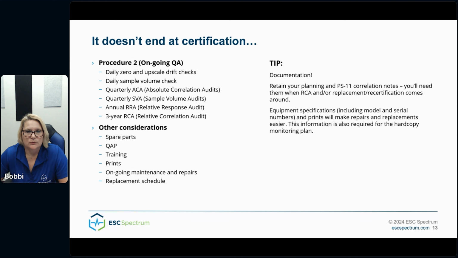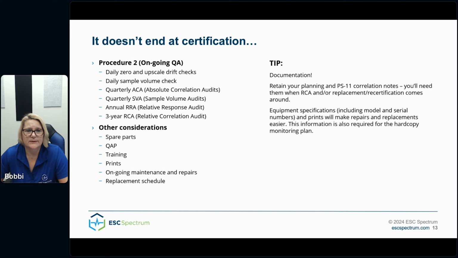In addition to your Procedure 2 requirements, you'll need to consider spare parts, developing a QAP, though I do recommend completing the initial QAP prior to certification and updating as needed, training, prints, ongoing maintenance and repairs, and it's never too early to plan that replacement schedule. 10 years is generally a safe planning lifespan.